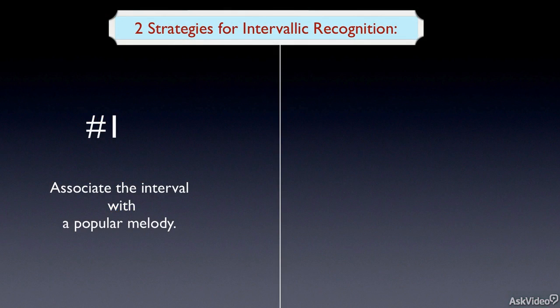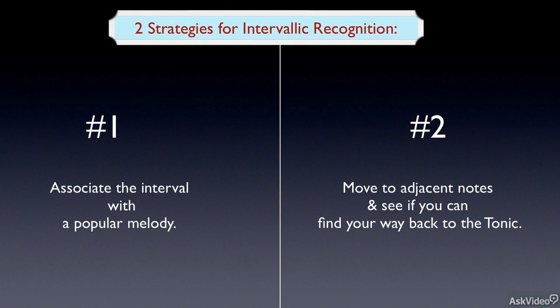Now the second strategy has to do with the concept of moving to adjacent notes and seeing if you can find your way back to the tonic. So what do I mean by this? Well, let's take these 2 notes. Da, da. Now if I'm trying to guess that interval, I might try to find a note adjacent to the second note which I played here, which is an F. For example, the major third. And work my way back down to the tonic.